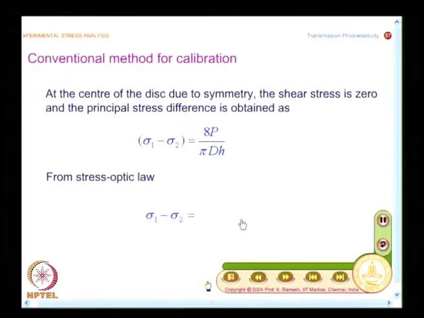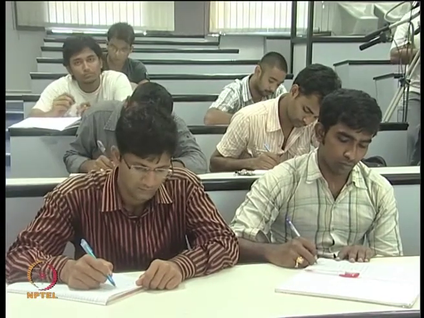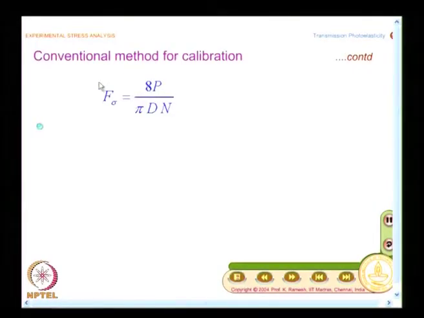And this is what I said, the stress optic law gives you N f sigma by h, which you have written earlier. Now, combining these two expressions, I get an expression for f sigma. What is the famous relationship? You work it out yourself, it is very simple, and what you get here is 8P by pi D N.